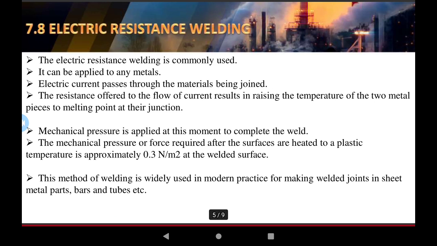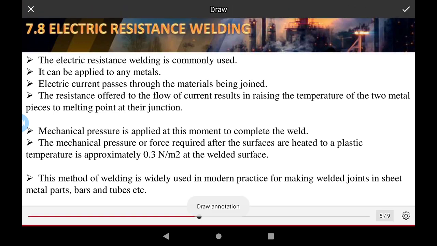Some are present in the angle of the joint. Electric resistance welding. What is electric resistance welding? Electric resistance welding is a commonly used process applied to metal. Resistance welding is an application only for metal. Electric current is pressed through the material, forming the joint.